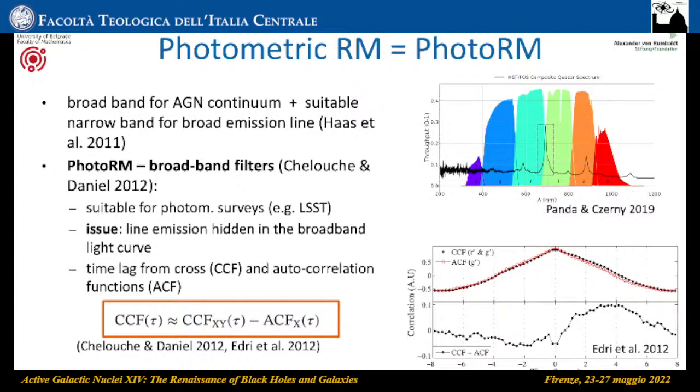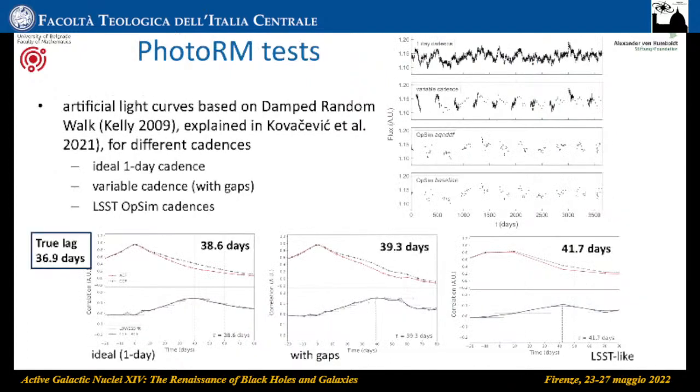We did the test by modeling the light curves using the damped random walk described in our 2021 paper, and tested it on different cadences. We wanted to test this on the LSST cadences, which were released by the operation simulations. And here you can see, because these are model light curves, we know what the true time lag is, and you can see that for different cadence strategies, we were able to extract the lag.